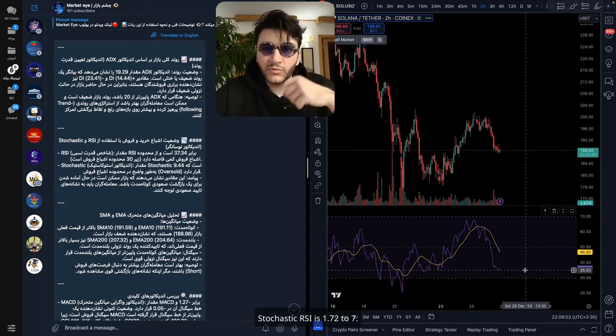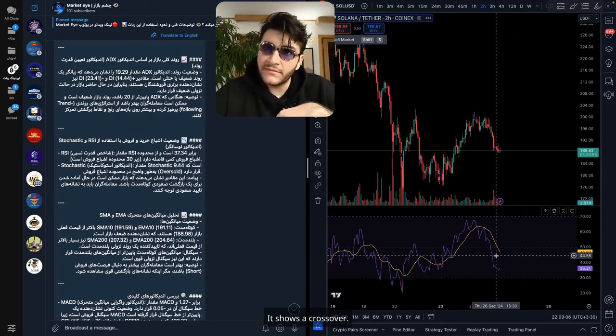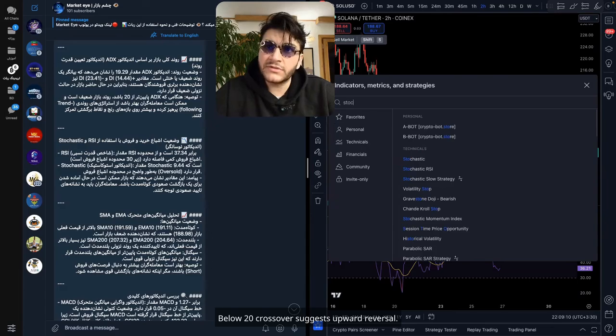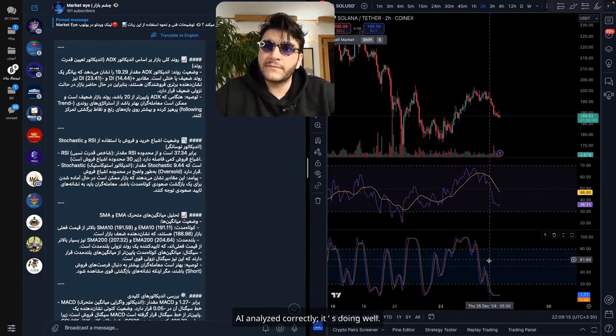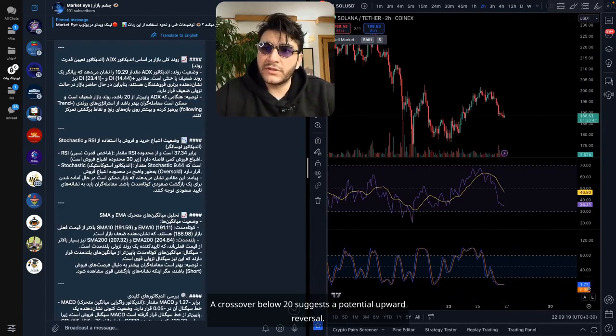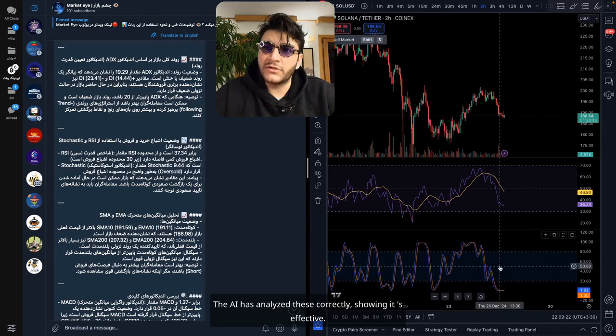Stochastic RSI is 1.72 to 7. It shows a crossover. A crossover below 20 suggests an upward reversal. AI analyzed correctly. It's doing well. The AI has analyzed these correctly, showing it's effective.